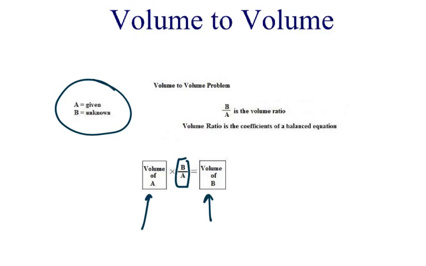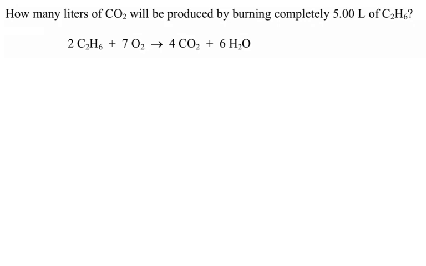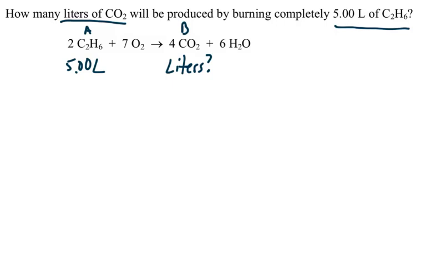Let's take a look at an example. Here they're asking you how many liters of CO2 will be produced by burning completely 5 liters of C2H6. So the given here is 5 liters of C2H6, and I'm going to label it with the letter A. This is my given. We are being asked to find CO2, so we're going to label this as B, and they want it in liters. It's a volume-to-volume problem because the given is in liters, volume, and they're asking us to find the unknown in liters, which is also volume.